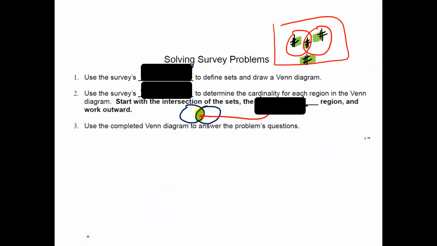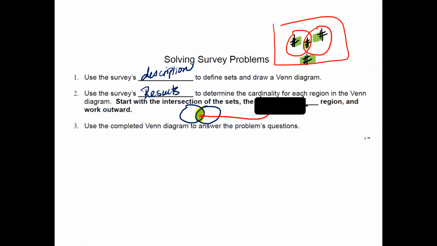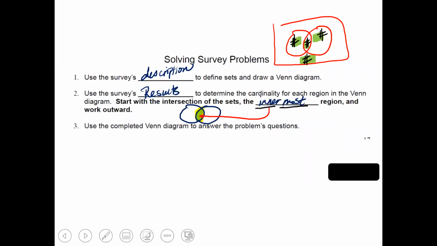All right, so solving survey problems. Use the survey description to define sets and draw a Venn diagram. Use the survey's results to determine the cardinality for each region in the Venn diagram. Start with the intersection of the sets, the innermost region, and basically work outwards. So you're essentially starting off with the common area, what they share. Once you have that, then you start looking at the smaller overlapping sections if you have like 3 circles, and then lastly, you want to look at the areas where it's just solo.